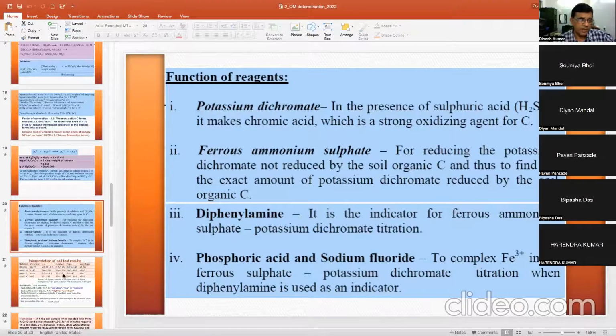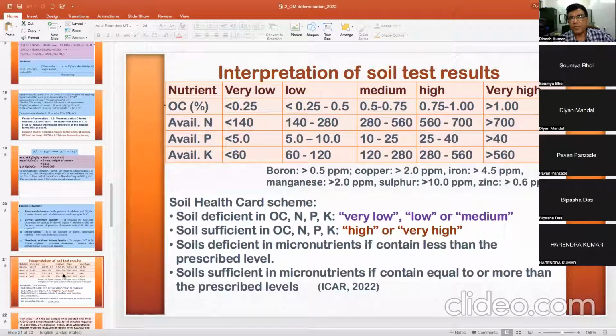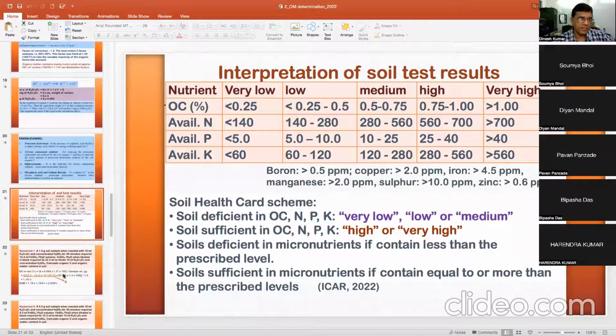So these are the functions of the reagents. Now coming to the interpretation of soil test results. Now you have worked out the carbon content in your soil. So interpretation can be done, whether it is falling under very low category, medium, high, or very high. In the first row of the table, you can see where the analyzed carbon falls. According to that, you can put it in the category and suggest the measures to increase the carbon content or organic matter content in the soil. So interpretation of results can be done.